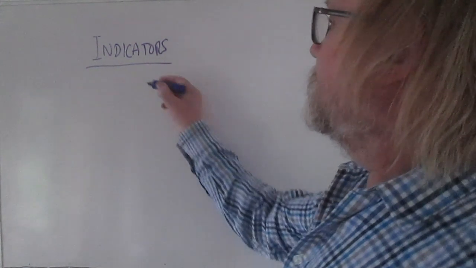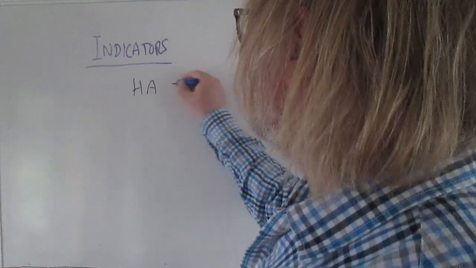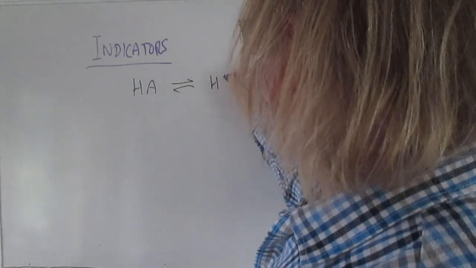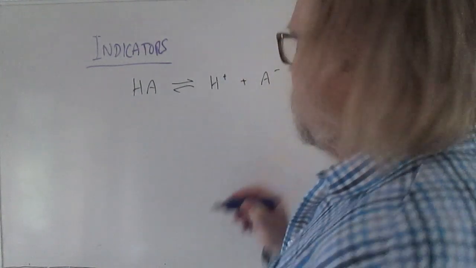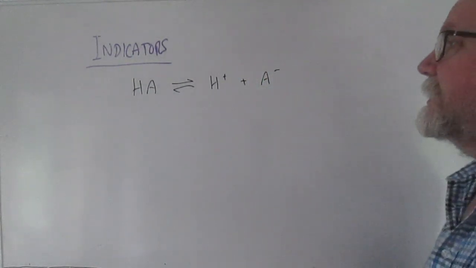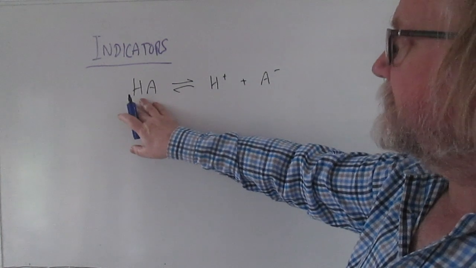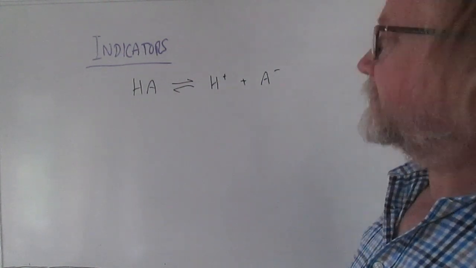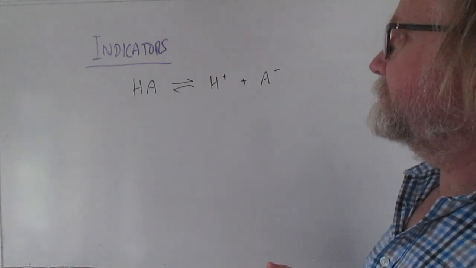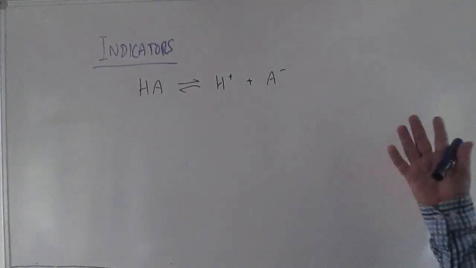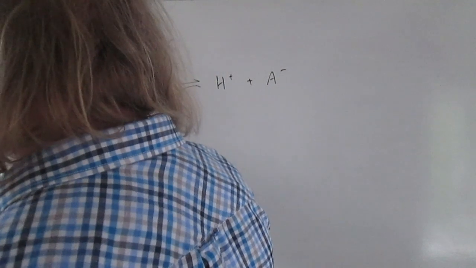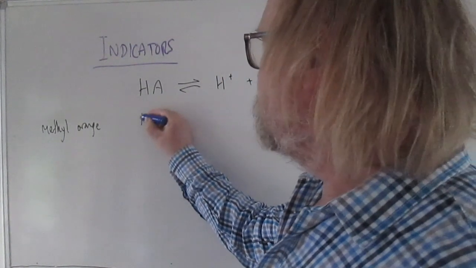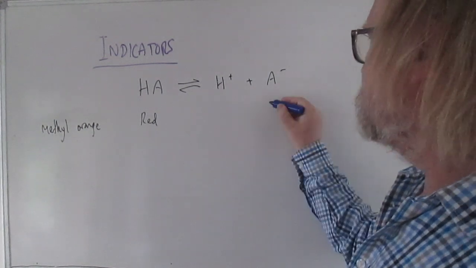An indicator is a weak acid, so let's call it HA. So it has the usual weak acid ionization equilibrium. And the thing that makes it special is that the colour of the protonated form is different from the colour of the deprotonated form. So if you take a familiar example like methyl orange, which you used in the first year when we did some titrations, this form is red and this form is yellow.